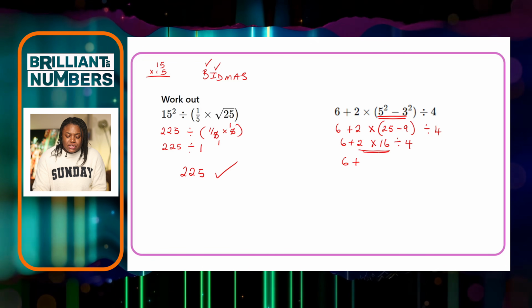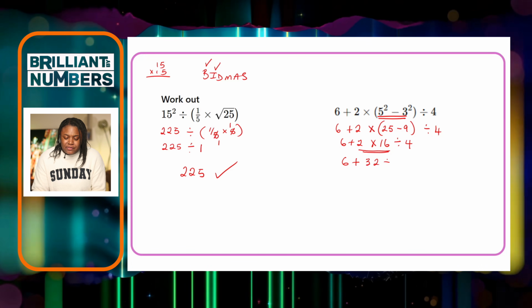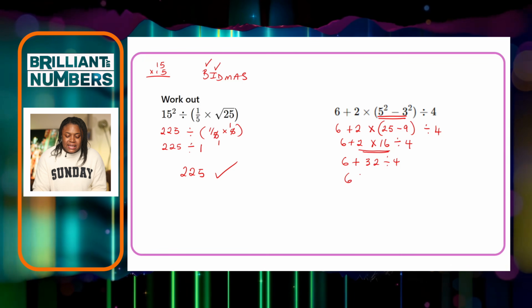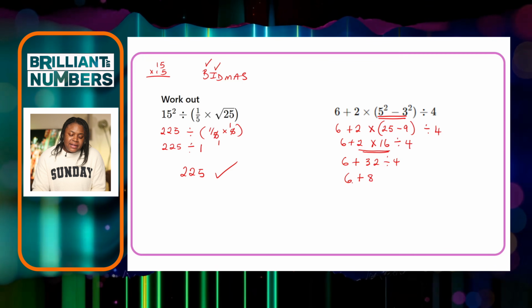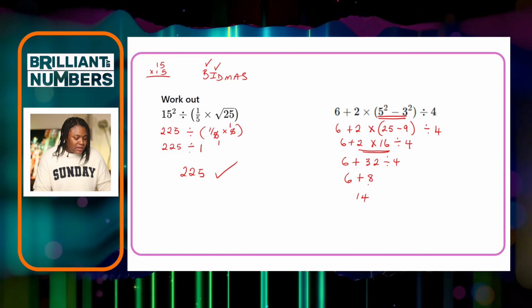So 6 plus, we've got 16 times by 2 is 32 divided by 4. So I'm now going to go for my division. So this is 6 add 32 divided by 4 is 8. And we have 6 plus 8, that is 14. And that's our final answer.